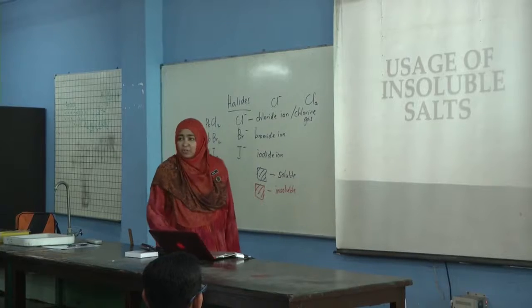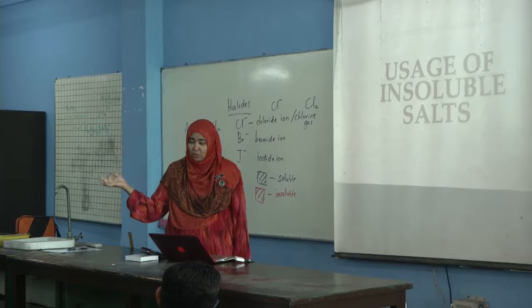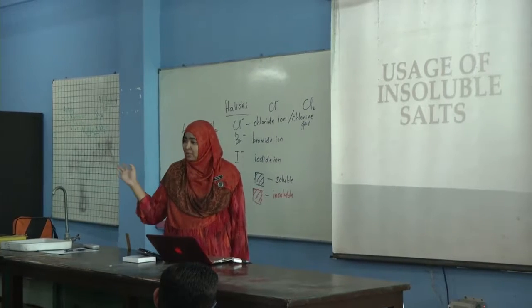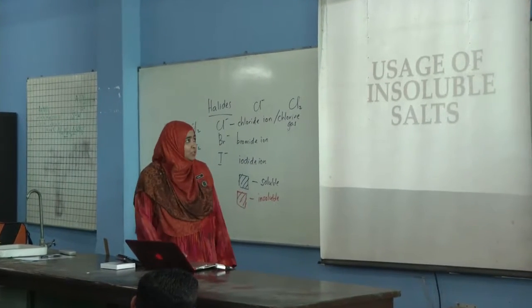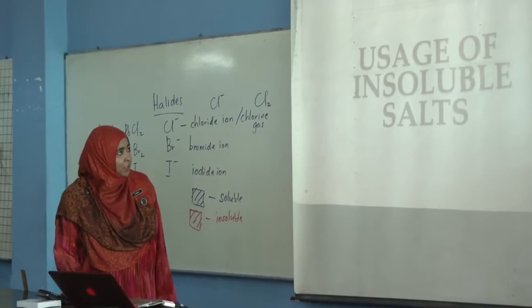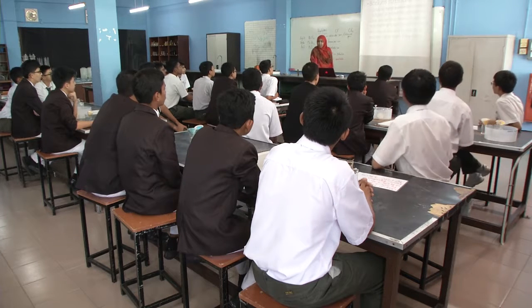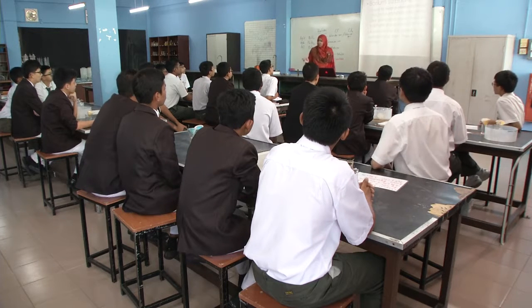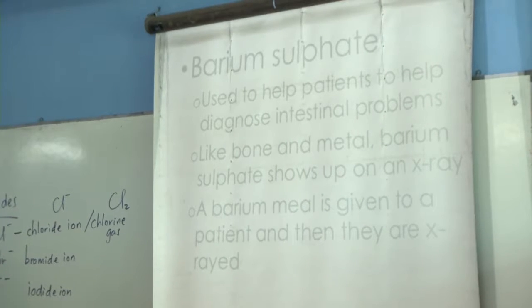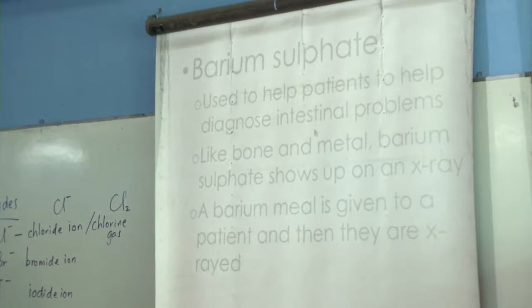Now, most of the salts that you studied, we have soluble salts and insoluble salts. Soluble salts have plenty of uses, but the usage for insoluble salts is very limited. So, for example, we have barium sulfate. Did any group get barium sulfate just now? No, right? Now, barium sulfate is a white salt. It is used to help diagnose intestinal problems.